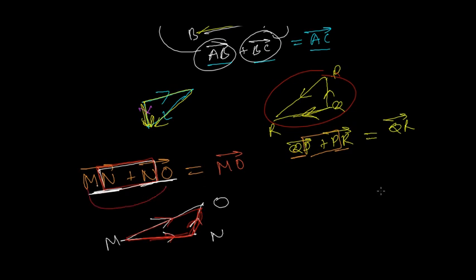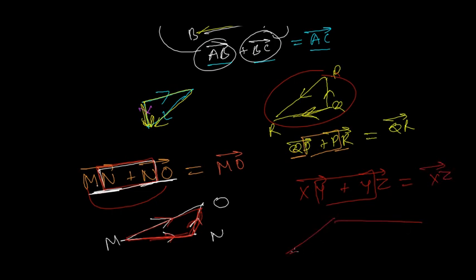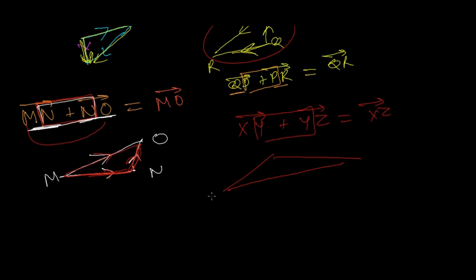Similarly, if you want to write XY plus YZ, then simply remove the middle Y and you'll get XZ. In the triangle, let's say this is X, this is Y, this is Z. XY is this one, YZ is this one. So the third side in opposite order represents the resultant of that.